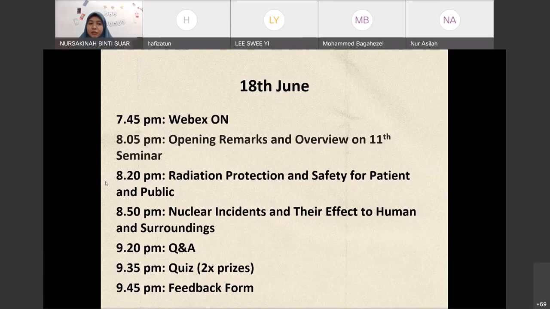After that, around 8:20, we are going to have the first presentation, which is on radiation protection and safety for the patient and public. And after that, at 8:50 p.m., we will continue with the second and last presentation, which is nuclear incidents and their effects on humans and surroundings, followed by the Q&A.